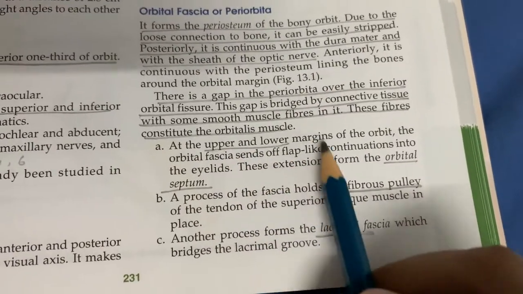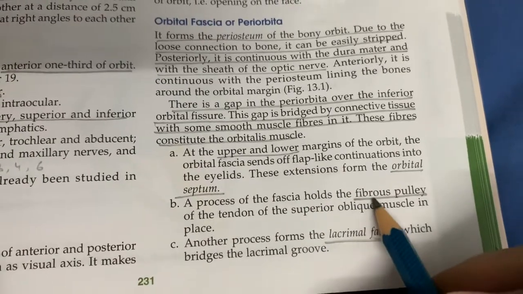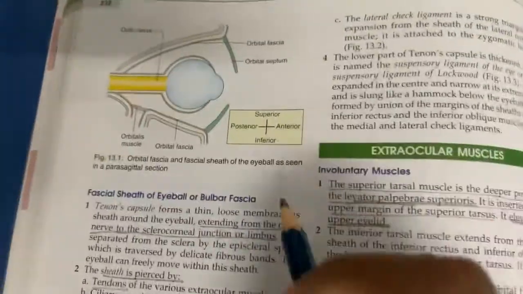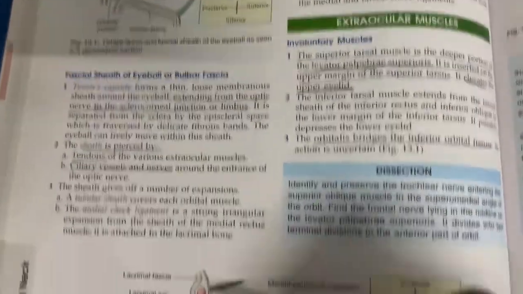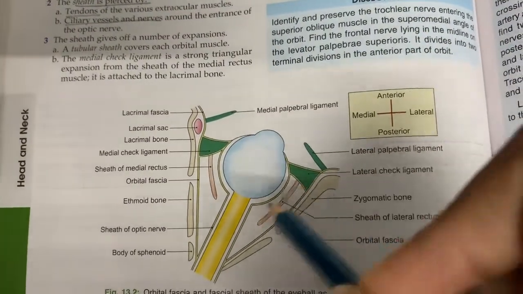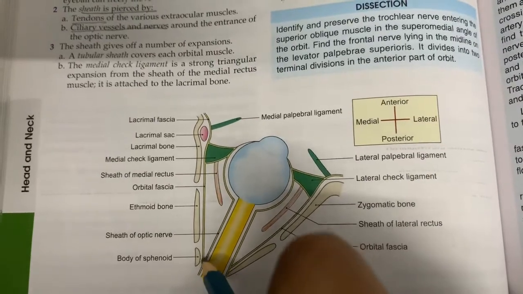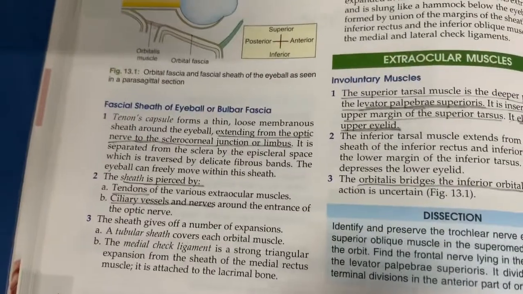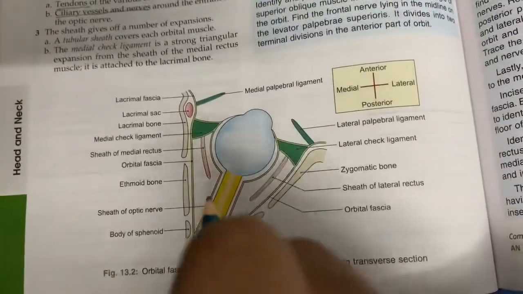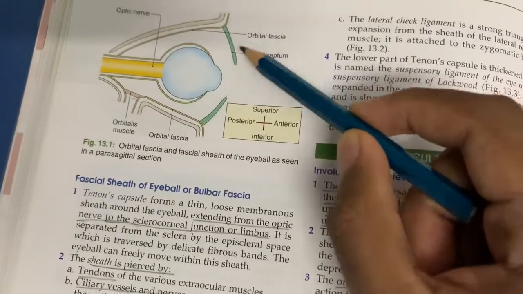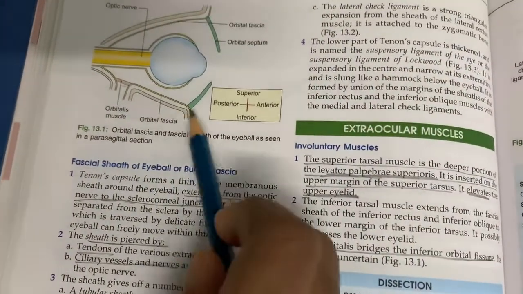So it sends the orbital septum, and then it holds the fibrous pulley for the tendon of superior oblique, and it also forms the lacrimal fascia which bridges the lacrimal groove. So you can see all this here. Posteriorly it is continuous with the sheath of the optic nerve, anteriorly the periosteum. So all that is formed, and the orbitalis muscle also.